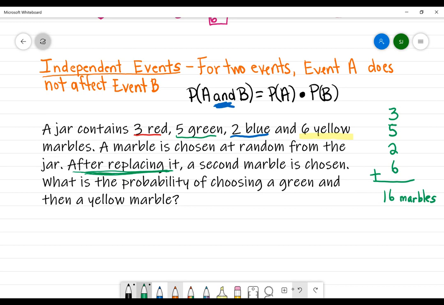So green, the probability of pulling a green, that's going to be 5 favorable outcomes over our 16 total. Then we put the green marble back into the bag. So there's still 16 marbles. So then we put our hand back in the bag. The probability of pulling a yellow, 6.